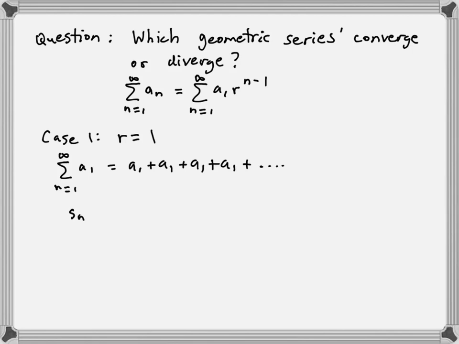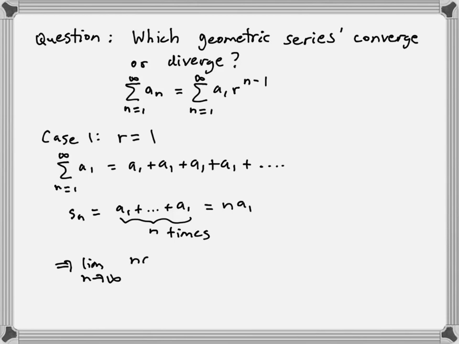What is Sn equal to? Remember, you just add the first n terms together. In this case, you're adding n times a1, because that's what repeated addition is: you're adding the same number to itself n times. So what's the limit as n goes to infinity of n times a1? It's just infinity.